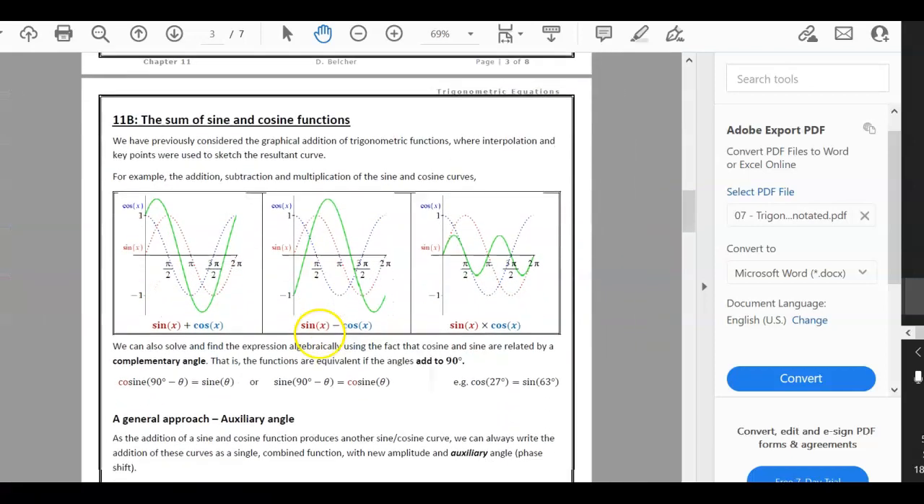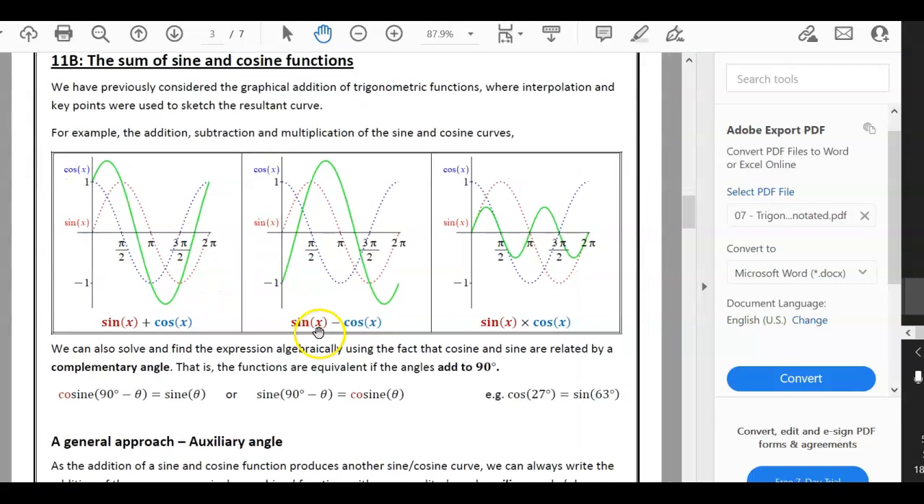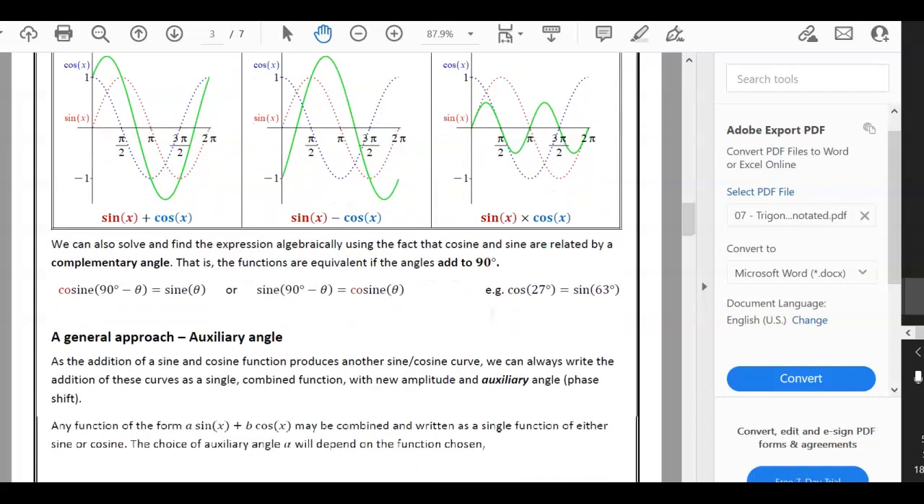So graphically, but also algebraically, we want to think about the complementary angles below. We know from earlier on in our junior school that cos of 90 minus theta is the same as sine of theta, and likewise the other way around as well. So if we had cos of 27, we've got sine of 63. So that's going to come into play a little bit as well.